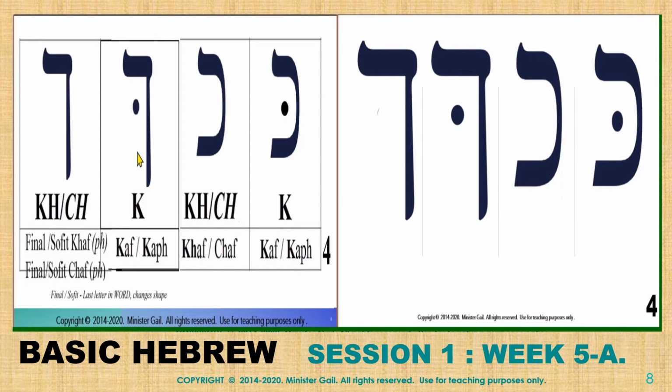K, if a dot, K-H or C-H, no dot. That'll be a ch. These are the final or sofit at the end of the word. On the other videos on my YouTube channel for pronouncing the words and letters, they will say sofit. The I is pronounced like an E. This is the word they're saying. So you have K, K-H, which is K, K final or sofit, and K-H, ch, final or sofit.